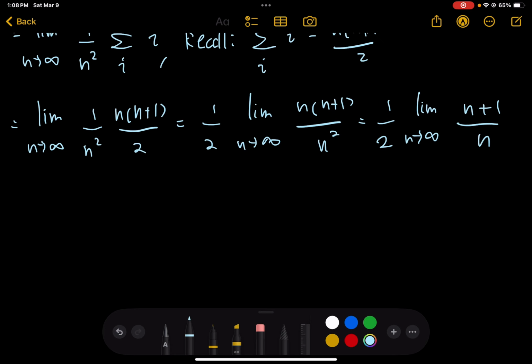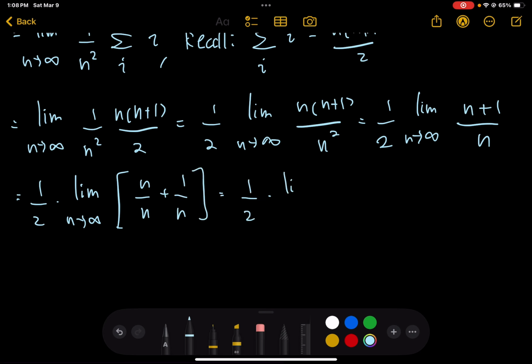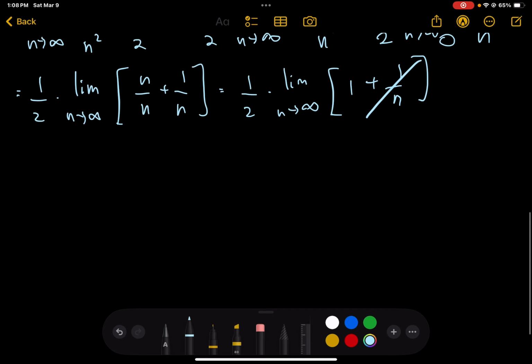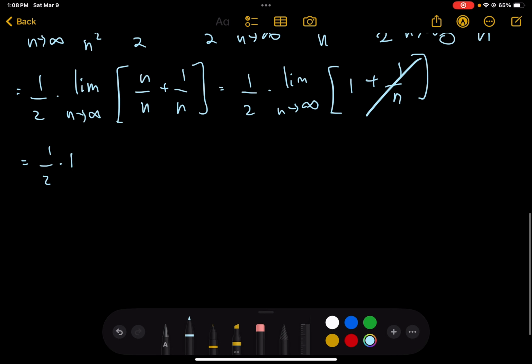And we could break apart that fraction, so we have 1/2 times the limit as n approaches infinity of n over n plus 1 over n. So 1/2 times the limit as n approaches infinity of 1 plus 1 over n. And as n approaches infinity, 1 over n is going to go to 0. So we have 1/2 times 1, which is 1/2. So therefore, the integral from 0 to 1 of x dx is 1/2. And that is the final result.